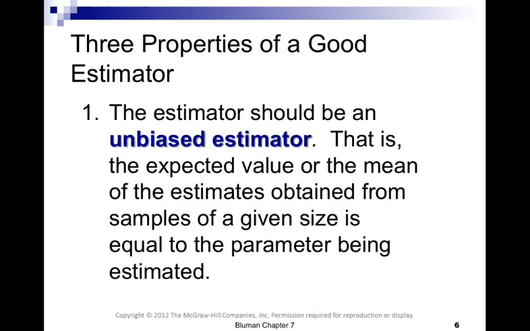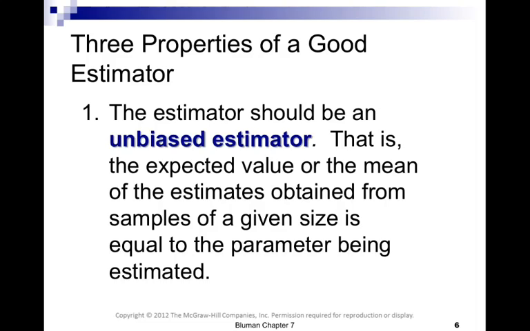Then we talk about good estimators. Sample measures are used to estimate population measures. That's something that's done in statistics a lot. And the sample mean is a good estimator of the population mean. But the way we determine whether it's a good estimator, the properties of a good estimator, is that it's unbiased: the expected value, or the mean of the estimates obtained from samples of a given sample size, is equal to the parameter being estimated.